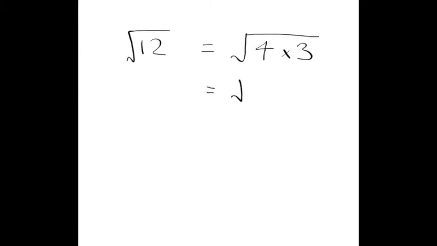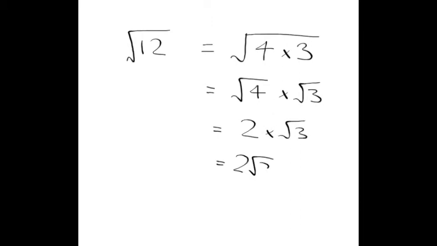Let's see that again. We'll do the square root of 12. We'll represent 12 as 4 times 3. Our first rule told us that was the square root of 4 times the square root of 3. That's the same as 2 times the square root of 3, which we will just write as 2 root 3. So that tells us the square root of 12 is the same as 2 root 3.